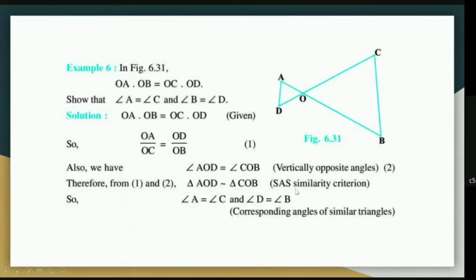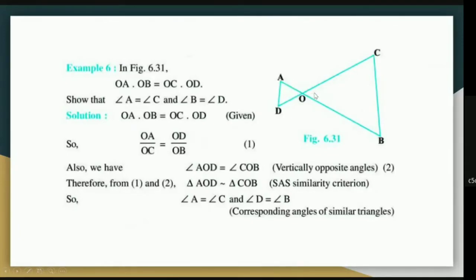Therefore, by the SAS similarity criterion, OA upon OC is equal to OD upon OB. Corresponding sides are proportional, and angle AOD is equal to angle COB. Therefore, the triangles are similar by the SAS rule of similarity. Hence, angle A will be equal to angle C and angle D will be equal to angle B.